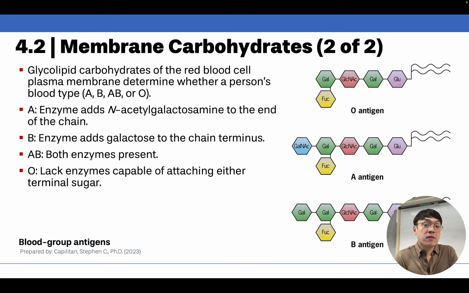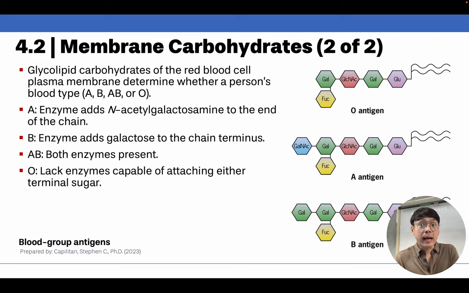Glycolipid carbohydrates of the RBC plasma membrane determine whether a person's blood type is A, B, AB, or O. In type A, the enzyme adds N-acetylgalactosamine to the end of the chain. In B, the enzyme adds galactose to the chain terminus. And when both enzymes are present, it's AB. O lacks the enzymes capable of attaching either terminal sugar.